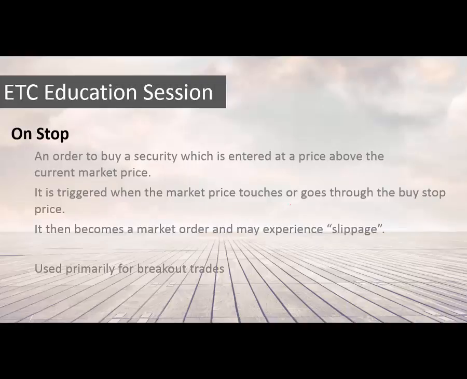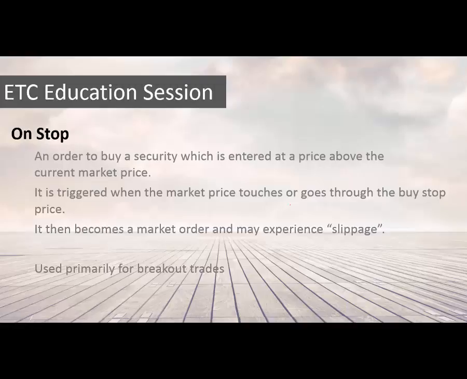The next order that we talk about very frequently is an on-stop order. An on-stop order is essentially an order to buy a stock, in this case, which is entered at a price above the current market price. So this is where we're placing an order into the market above the current price, and it may well be, as in normal circumstances, above a previous medium-term peak. So we're really waiting for price to prove itself to get to that particular level.